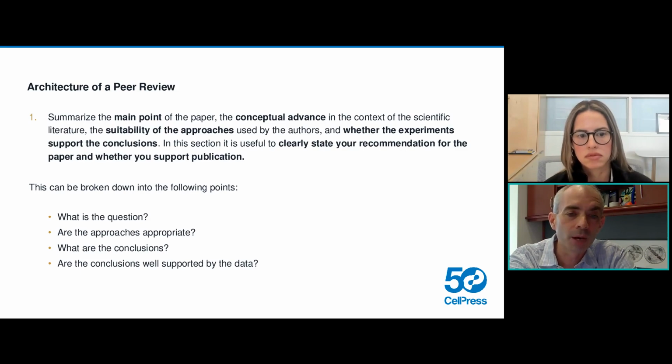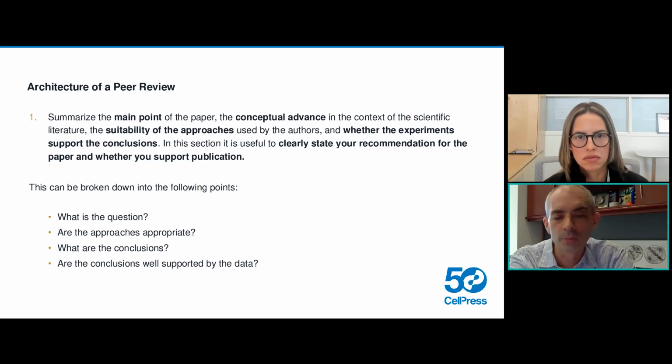And then beyond that, to start to provide your opinion on the nature of those experiments, particularly do they support the conclusions, and the suitability of the approaches they use, and the nature of the advance. It's very helpful to start with one main paragraph to provide that summary, and maybe finish that paragraph with a clear sentence that defines your recommendation for that paper. Do you support its publication? Are there major challenges that need to be addressed in some way?